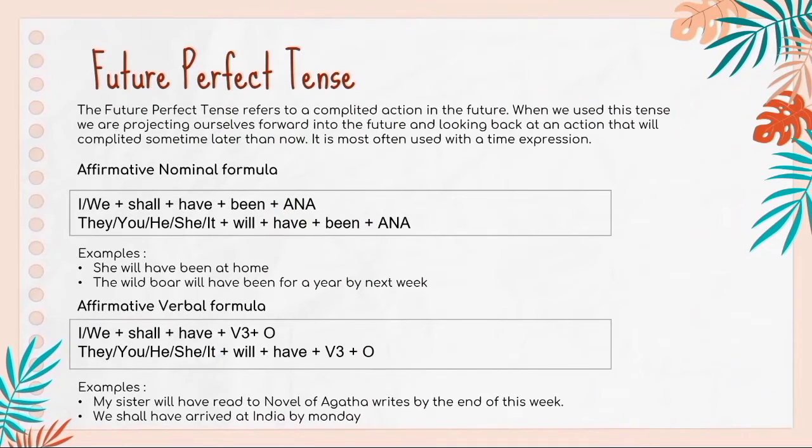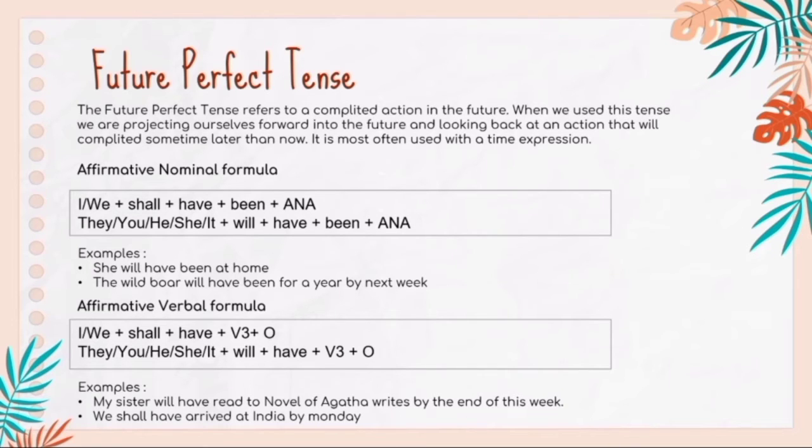Future perfect tense. The future perfect tense refers to a completed action in the future. When we use this tense, we are projecting ourselves forward into the future and looking back at an action that will complete sometime later than now. It is most often used with a time expression.